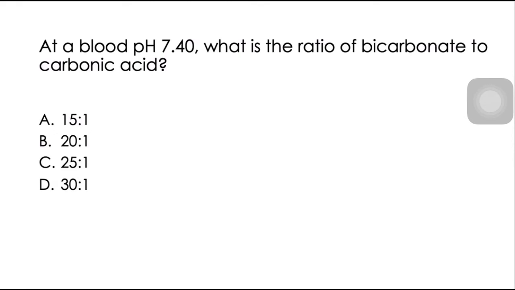Okay. At a blood pH of 7.4, what is the ratio of bicarbonate to carbonic acid? When the blood pH is 7.4, the bicarbonate to carbonic acid ratio is automatically 20:1. So it means that when the ratio of bicarbonate to carbonic acid is 20:1, the blood pH is automatically 7.4.